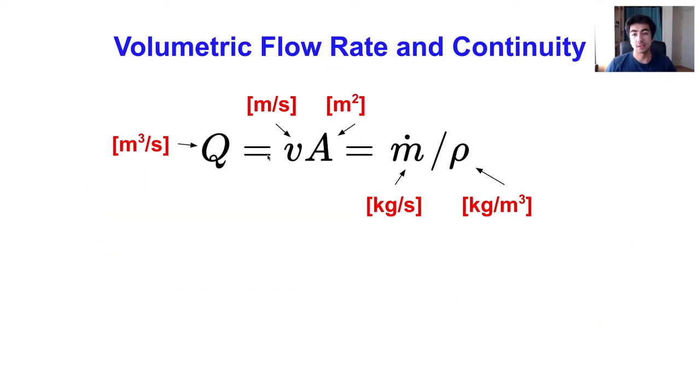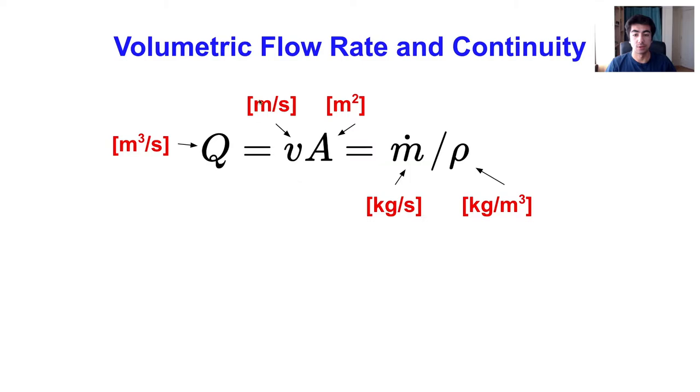So related to the mass flow rate is the volumetric flow rate. Whereas the mass flow rate is in kilograms per second, the volumetric flow rate, in this case Q, which is not to be mistaken for Q in the context of heat transfer that we talked about earlier, is in meters cubed per second. And so volumetric flow rate is related to the velocity of the fluid flow and the cross-sectional area through which it's flowing.